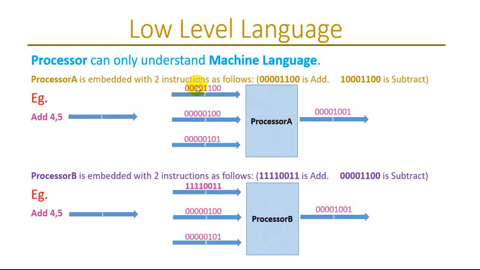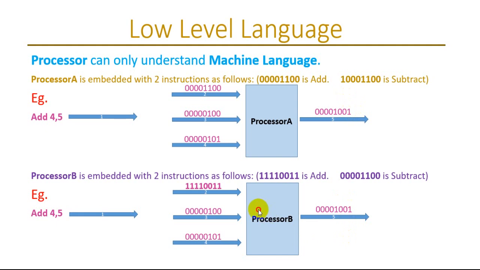But input-wise to the processor, we are giving add in this processor as this one, and in this processor we are giving this as the add. So that's the main difference. But you can see how much this machine language is dependent on the processor. Only for that processor will it work, but the result is the same in this scenario.